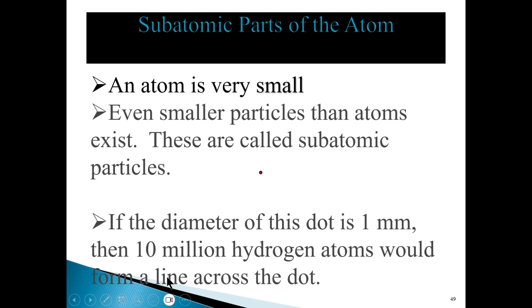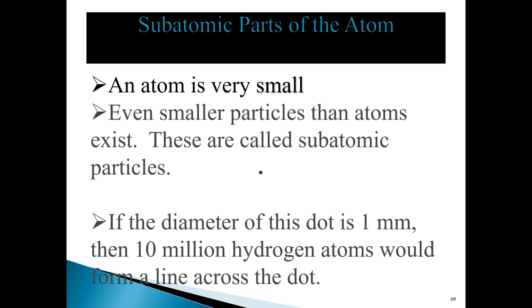So just to give an idea as to how small a particle an atom is, let's take the hydrogen atom. Now, this dot here is about 1 millimeter in diameter, right? So if you take a collection of hydrogen atoms and line them up along the diameter of this dot, it will take about 10 million hydrogen atoms to form that line across the diameter of that dot. So that gives you an idea as to how small the hydrogen atom is. And even as small as it is, there are even smaller particles that are located within the hydrogen atoms. And as I said before, they're called the subatomic particles.